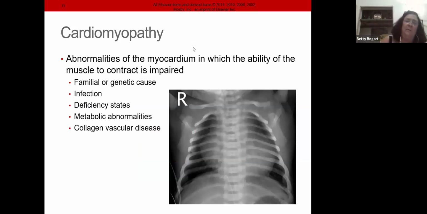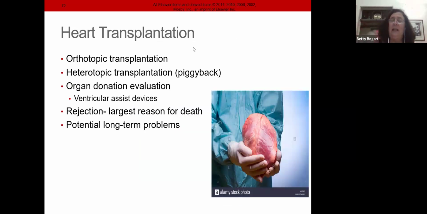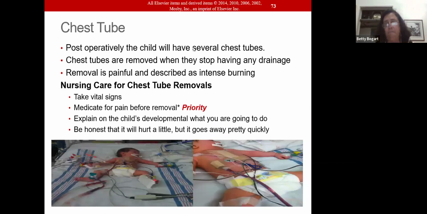Cardiomyopathy, like I said, could be due to many things. Could be a viral infection, metabolic problem, collagen disorders, all of these things. And again, it's a stretchy, floppy, big heart that's not working right. And most of the time, those children also go for transplant. Now, post-transplant, the biggest thing that we're concerned about is rejection. Okay? Infections we can treat. Rejection is the largest reason for death in transplants.